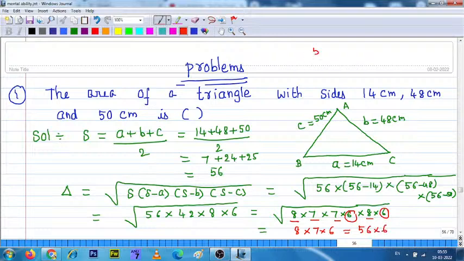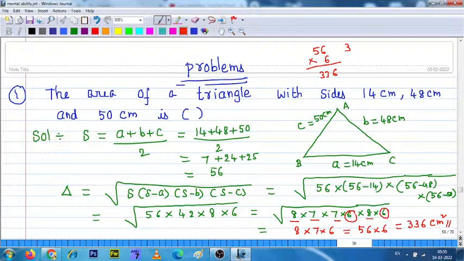So if you multiply 56 with 6, then what do you get? 6 sixes 36. 6 fives 30. 30 plus 3 is 336. So answer is 336 centimeter square or square centimeter. Square centimeters is the answer. Once check it.